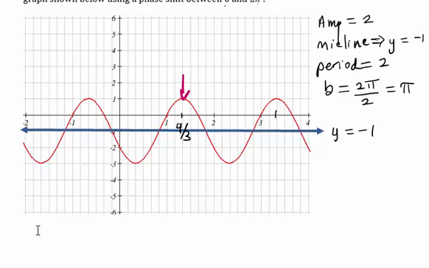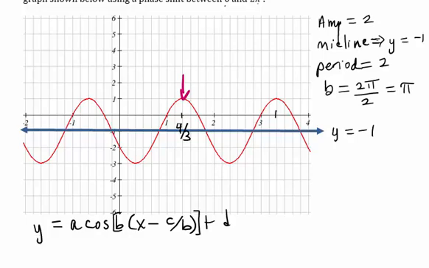Once you have all of that information, we're going to write the formula in the form y equals A cosine of B times x minus C over B, plus D. I'm using this factored form because C over B is the phase shift, and we know the phase shift is 4/3.